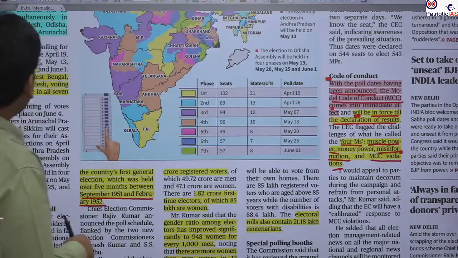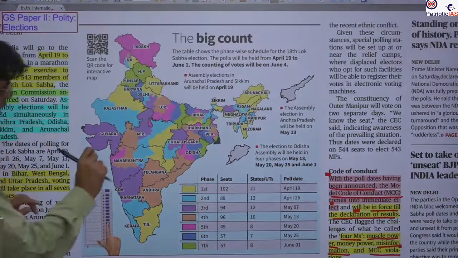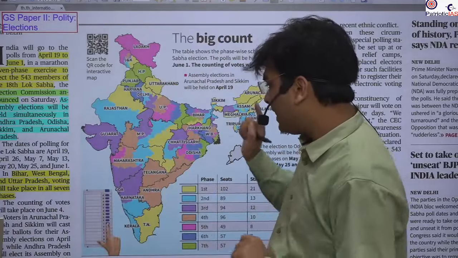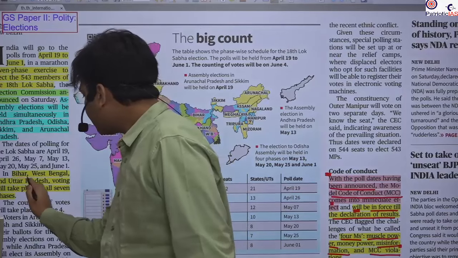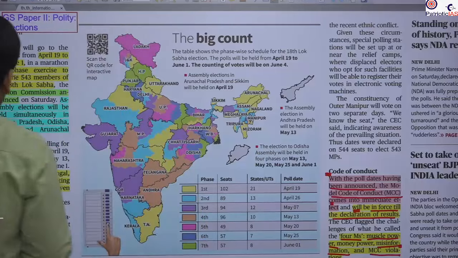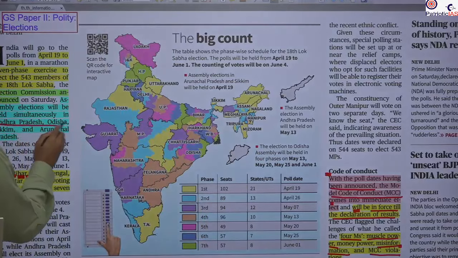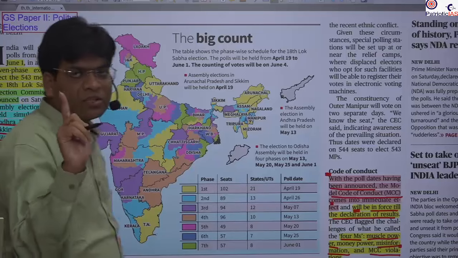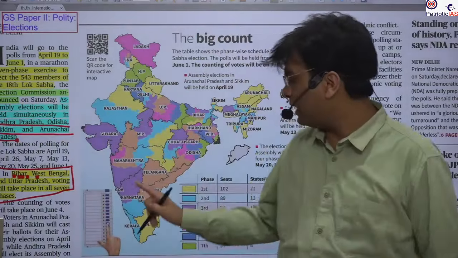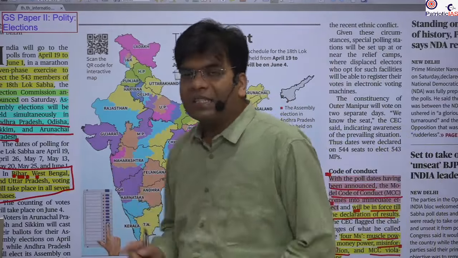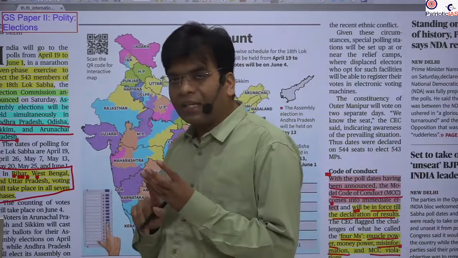Besides that, you should also know that with this Lok Sabha election, there will be state assembly elections in 4 states. The one is Bihar, second is West Bengal. No, incorrect. The one is Andhra Pradesh, other is Odisha, then Sikkim and Arunachal Pradesh. Bihar, West Bengal and Uttar Pradesh will have the 7th phase of the Lok Sabha election. That's why it is given here. But the state assembly elections will be held in Andhra Pradesh, Arunachal Pradesh.